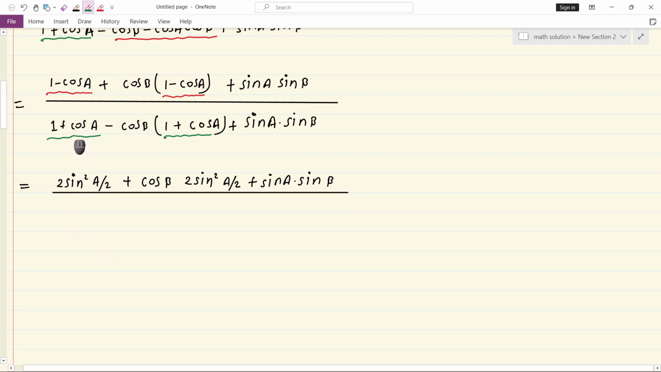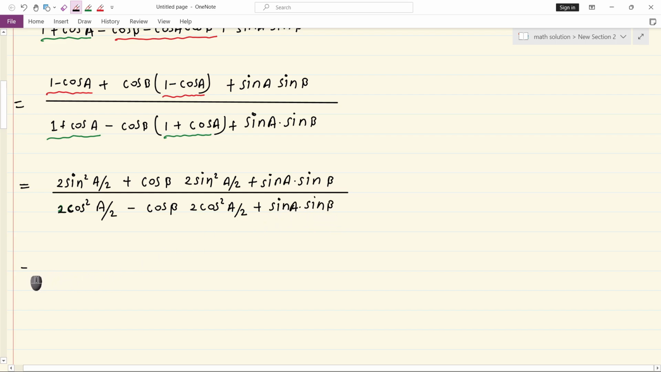In the denominator, in place of 1 plus cos A, what are we going to write? 2 cos square A by 2. Similarly, minus cos B as it is, and in place of 1 plus cos A we are going to write 2 cos square A by 2, plus sine A dot sine B, it will be as it is.